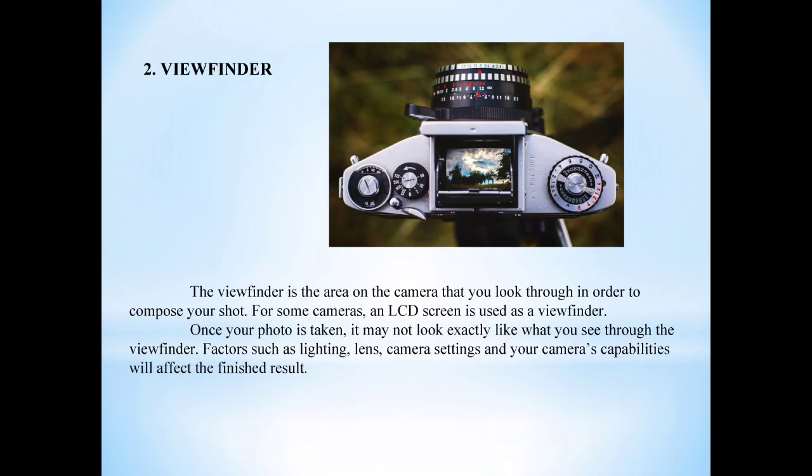The next is the viewfinder. A viewfinder is the area on the camera that you look through in order to compose your shot. For some cameras, an LCD screen is used as a viewfinder. Once your photo is taken, it may not look exactly like what you see through the viewfinder. Factors such as lighting, lens, camera settings, and your camera capabilities will affect the finished result.